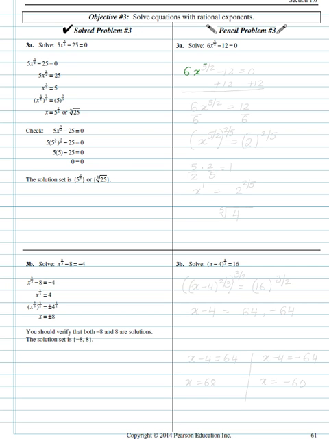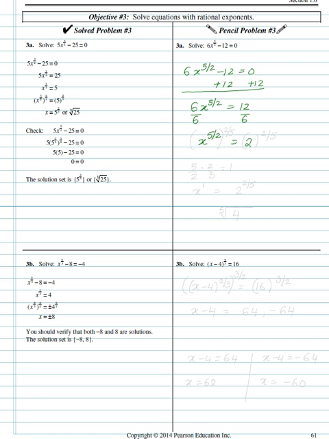6x to the 5 over 2 minus 12 is equal to 0. I need to make sure the variable with the exponent is by itself. So I add 12 on both sides. So I get 6x to the 5 over 2 is equal to 12. I divide by 6. I get x to the power 5 over 2 is 2.